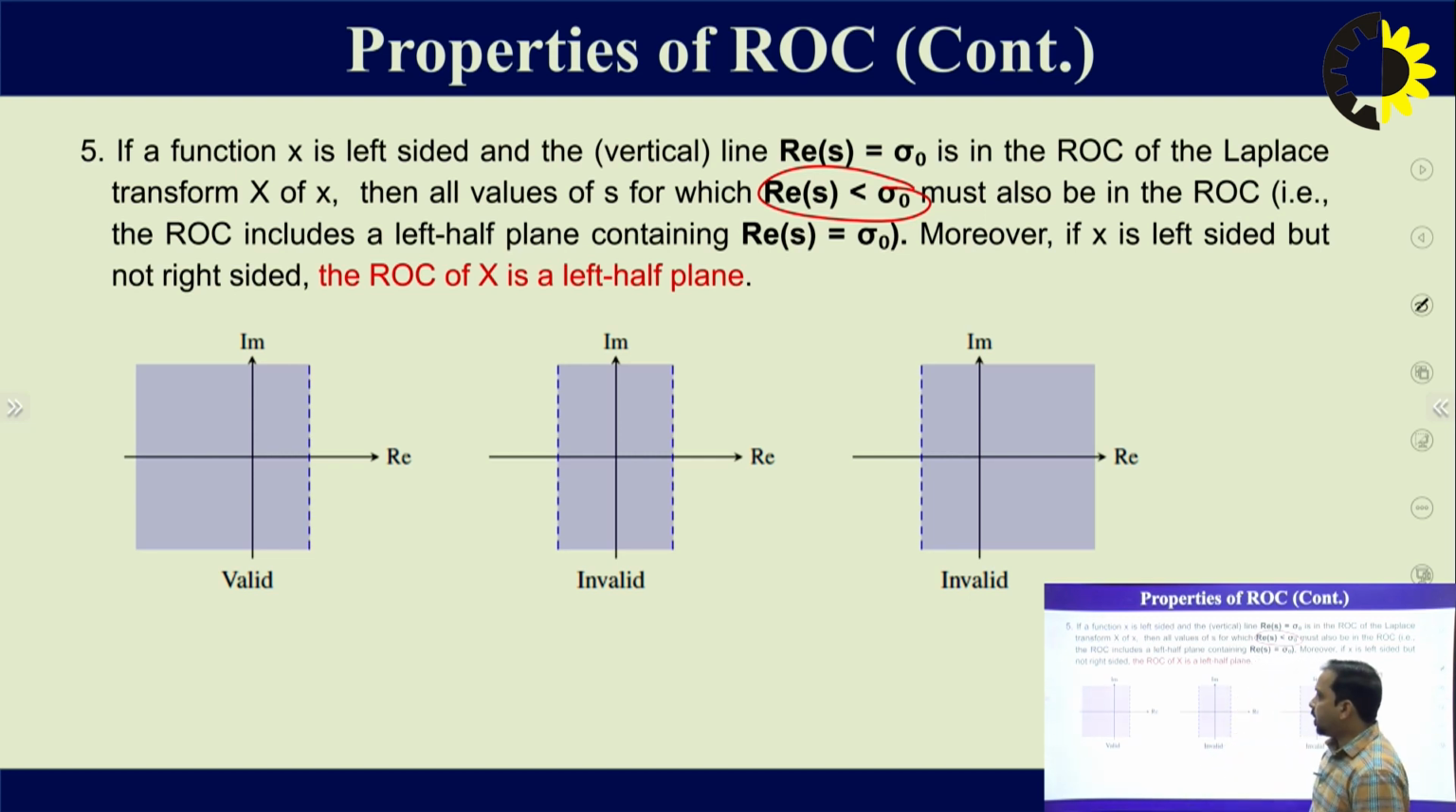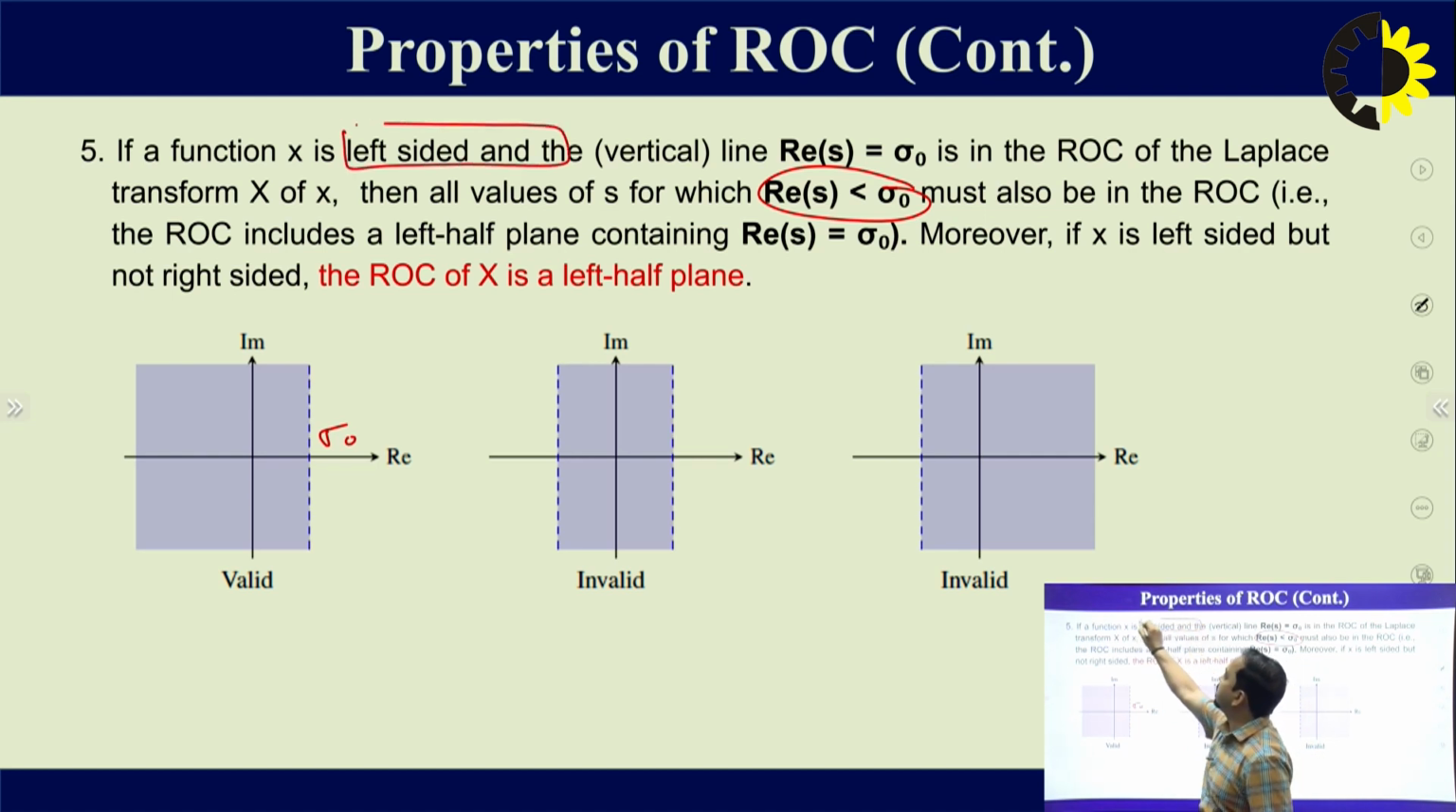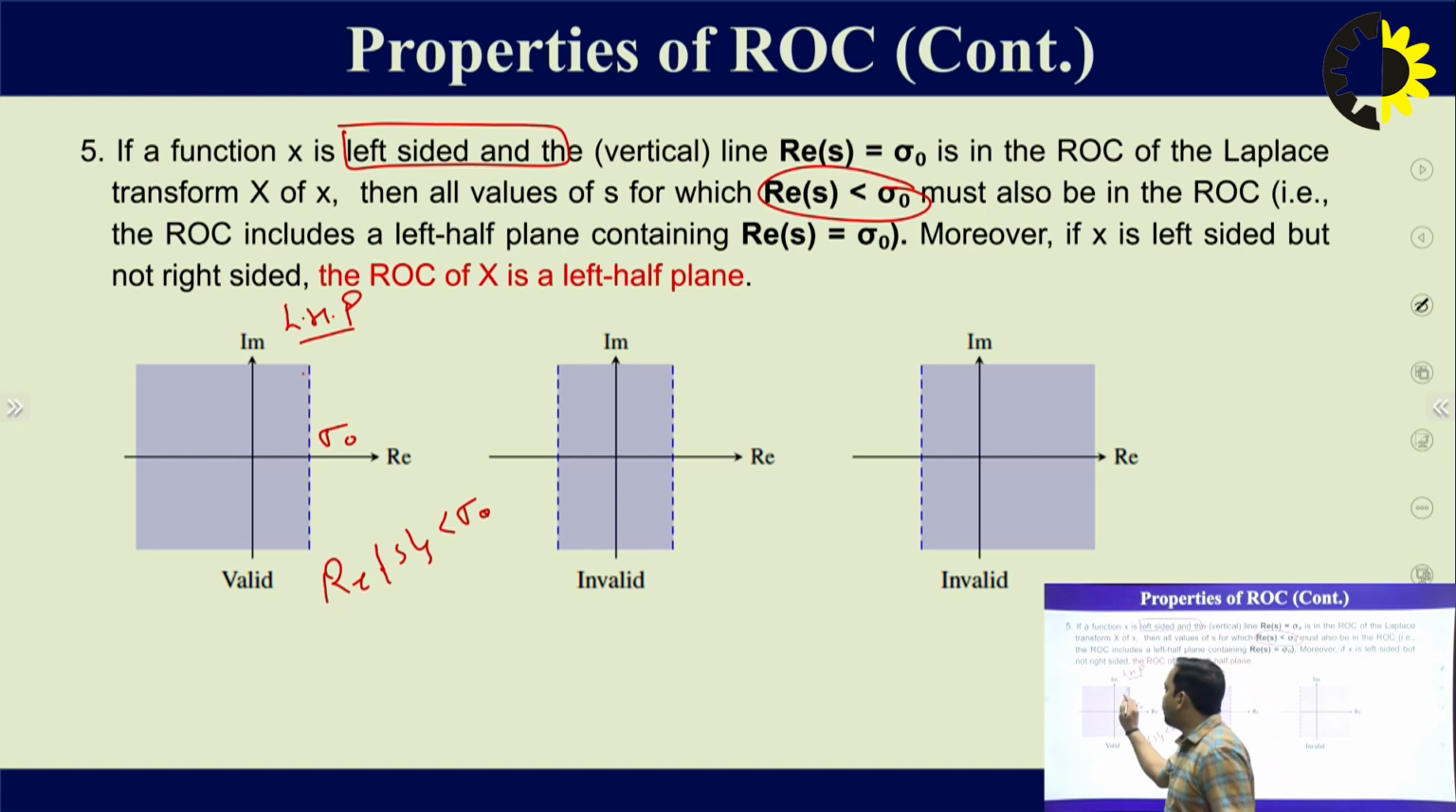So let's say this is some point sigma naught. So definitely the signal is what? The signal is a left sided signal. So if the signal is a left sided signal, definitely the ROC will be in the left half plane, LHP. So it has to be real part of s less than some sigma naught. So definitely we have to shade this entire region.